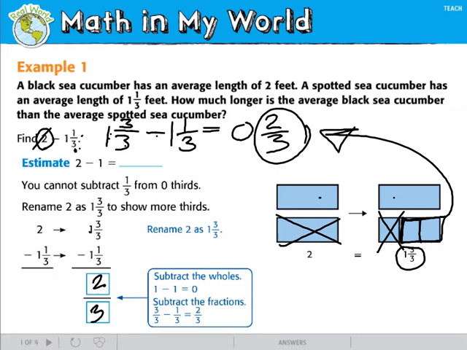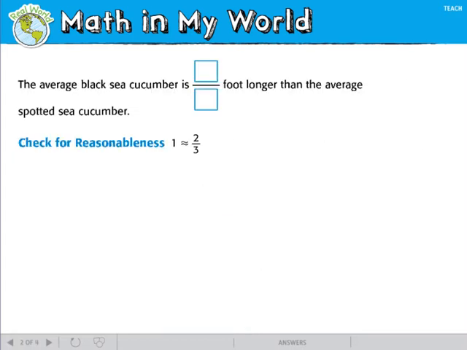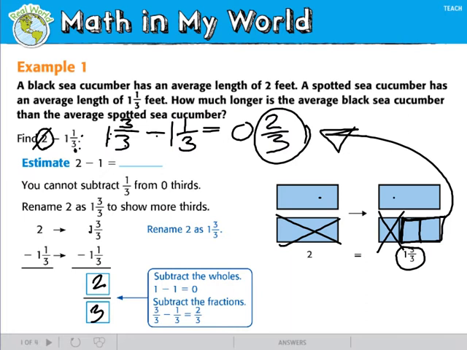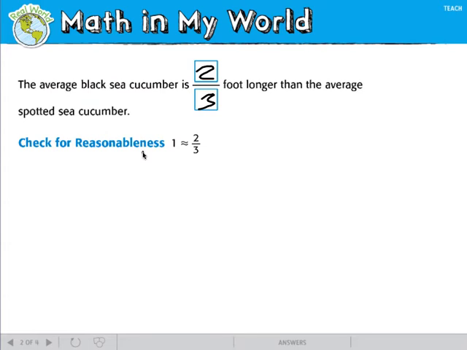Okay, so far so good? So the black sea cucumber is 2/3 of a foot longer than the average spotted sea cucumber. Check for reasonableness. We come back here. Here's our estimation. 1 1/3 rounds to 1, because the 1 over the 3 is closer to 0 than it is to 3. So that's 0, and 1 plus 0 is 1. 2 minus 1 is 1. Check for reasonableness: 1 is about 2/3, which it is.